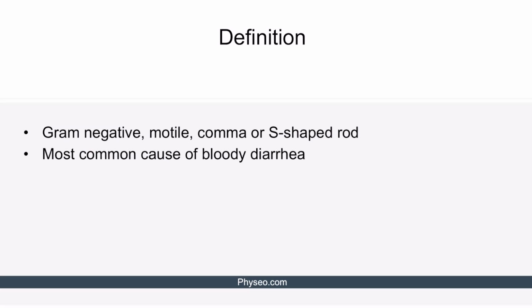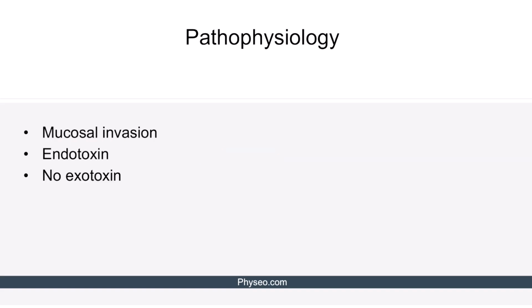Campylobacter jejuni is a gram-negative motile, or S-shaped rod, and is the most common cause of bloody diarrhea. So let's talk about the pathophysiology. Campylobacter jejuni causes gastrointestinal mucosal invasion, and that's the main mechanism of its pathogenicity. It does have an endotoxin, just like all the other gram-negative bacteria, but it does not produce an exotoxin.